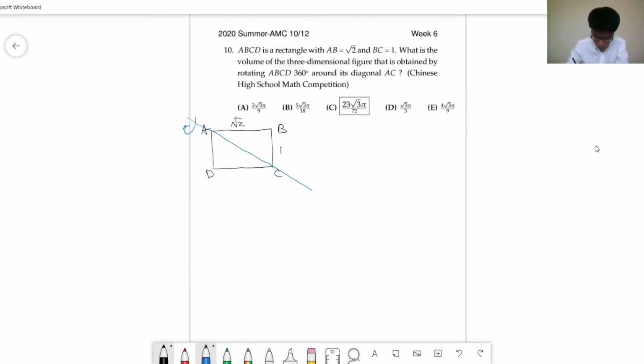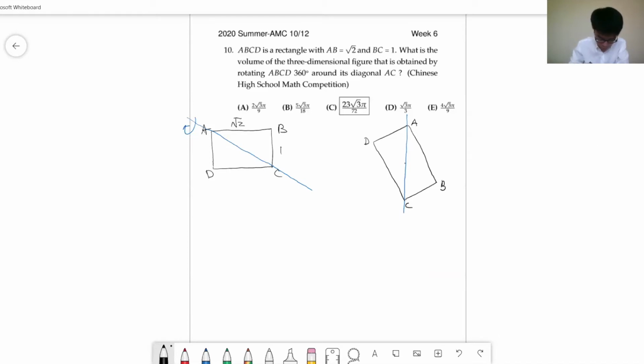So let me do this. Let me rotate a little bit. And let me try to draw this, okay? And then we rotate, right? So this is A, B, C, D. So we rotate, you will get something like this.